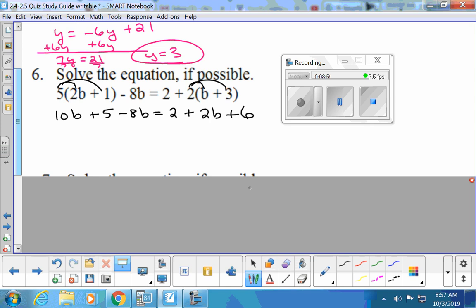Now, don't start moving things across the equal sign just yet. We do have some like terms we can combine. What is a 10 and a negative 8? 2b. What is a 2 and a 6 going to be? An 8. Oh, geez, this is a cool one. I just figured it out. If we subtract the 2b to join the other side, they're all gone. If all your variables go away, it's either an infinite solution or it's no solution. And 5 does not equal 8, so it's a no solution.